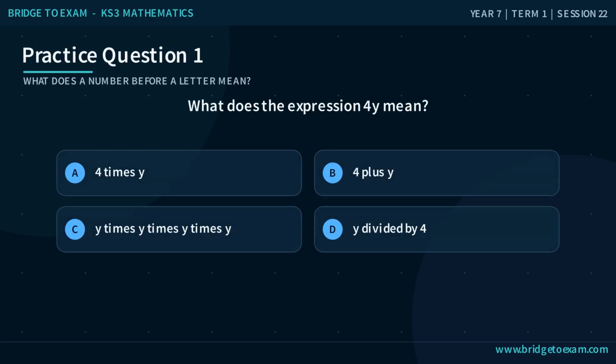Practice question 1. What does the expression 4y mean? Option A is 4 times y. Option B is 4 plus y. Option C is y times y times y times y. Option D is y divided by 4. Pause and remember what a number directly before a letter means.